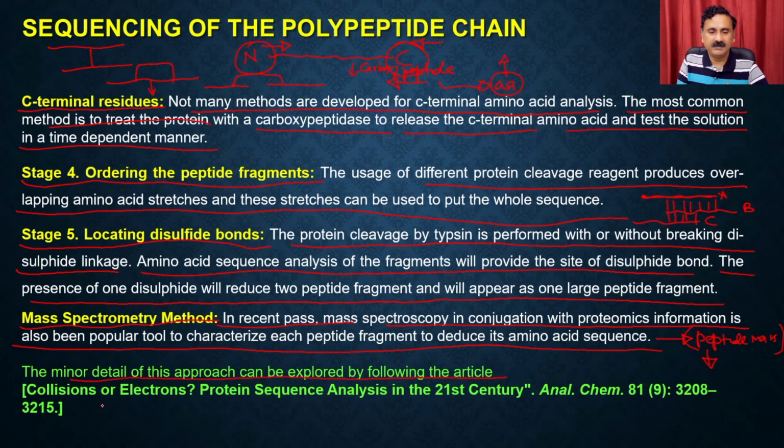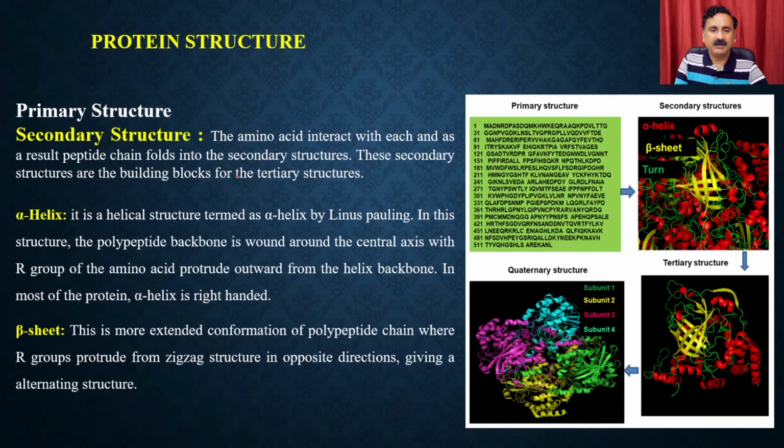If you are interested in reading more about protein sequencing, you can read through this particular reference. Now let us talk about the secondary structures. In secondary structures, the amino acids interact with each other, and as a result the peptide chain folds into secondary structures. These secondary structures are the building blocks for the tertiary structures. So these are the primary structures, and when they fold, they give you the secondary structures.